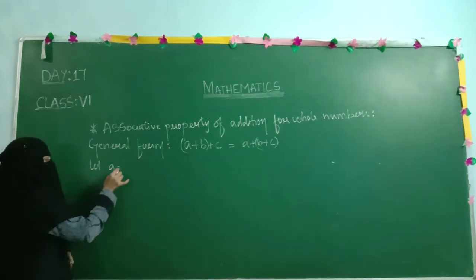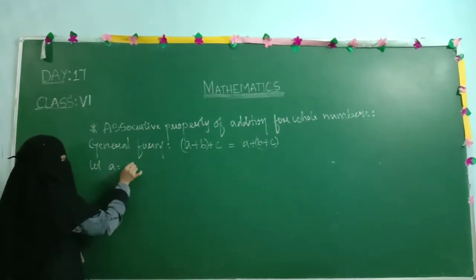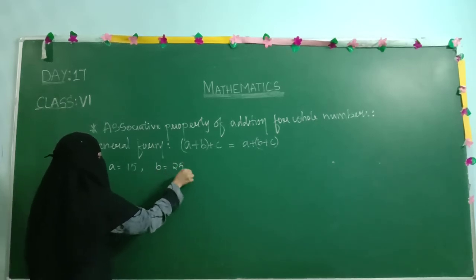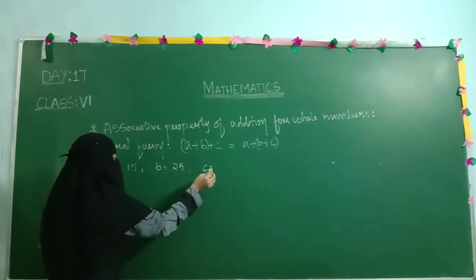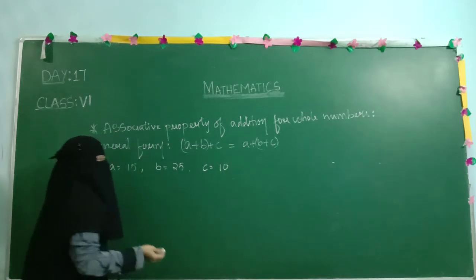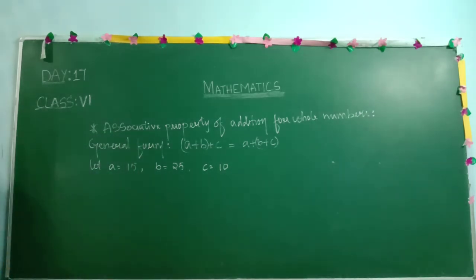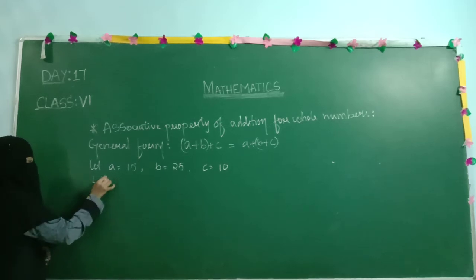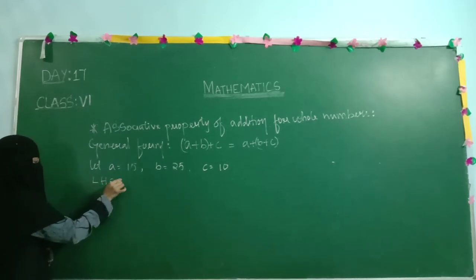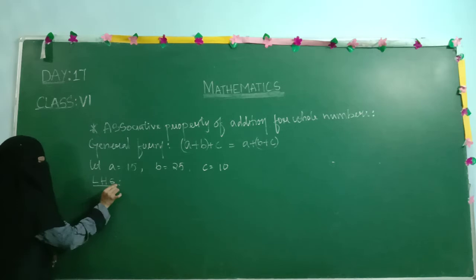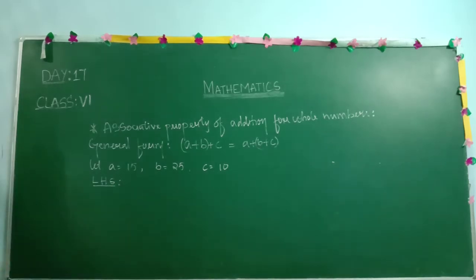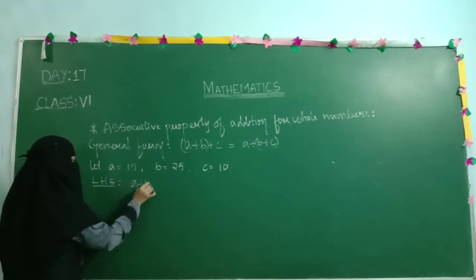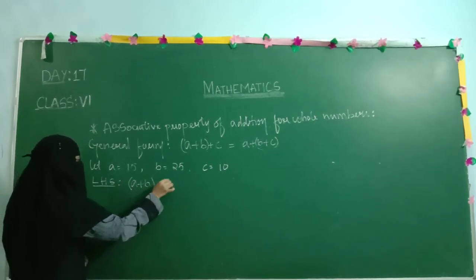So I am taking here, suppose a equals 15, b equals 25 and c equals 10. These are the three different whole numbers I have taken. Now the first part I am going to choose is the LHS. LHS stands for left hand side. So on the LHS, what is given? a plus b of plus c.